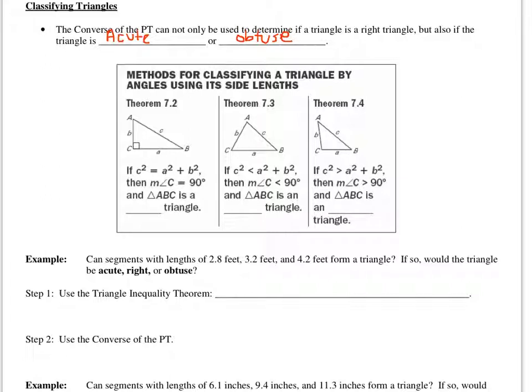First one is theorem 7.2. So it says if c squared equals a squared plus b squared, then the measure of angle c is equal to 90 degrees. Okay, so if our hypotenuse squared equals the legs squared, then we know that this is a right triangle. The next one, if c squared, our hypotenuse squared, is less than our two legs squared added together, then the measure of angle C has to be less than 90. So that makes triangle ABC an acute triangle.